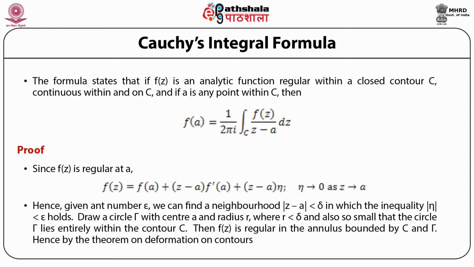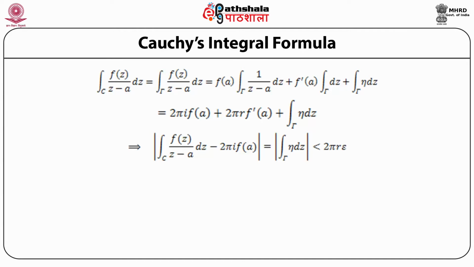Then F(z) is regular in the annulus bounded by C and tau. Hence, by the theorem on deformation of contours, the integral along C of F(z) divided by (z minus a) dz equals the integral along tau of F(z) divided by (z minus a) dz, which equals f(a) times the integral along tau of 1 divided by (z minus a) dz plus f'(a) times the integral along tau of dz plus the integral along tau of eta dz, which equals 2 pi i f(a) plus 2 pi r f'(a) plus the integral along tau of eta dz.